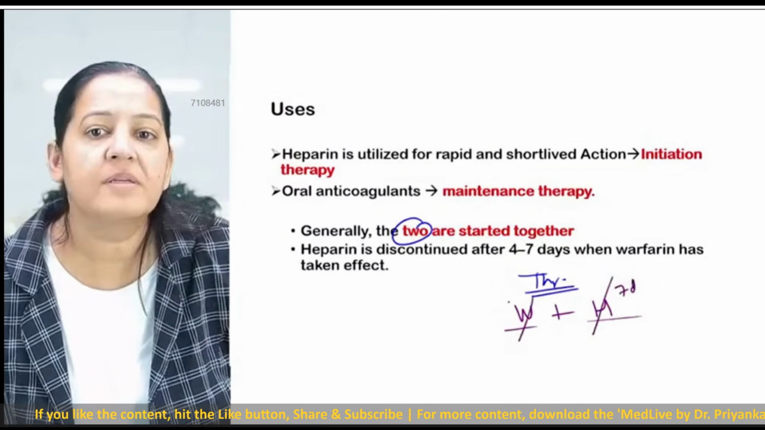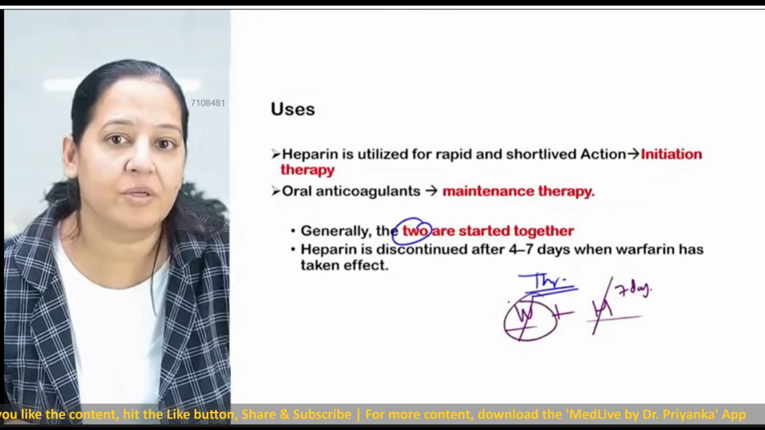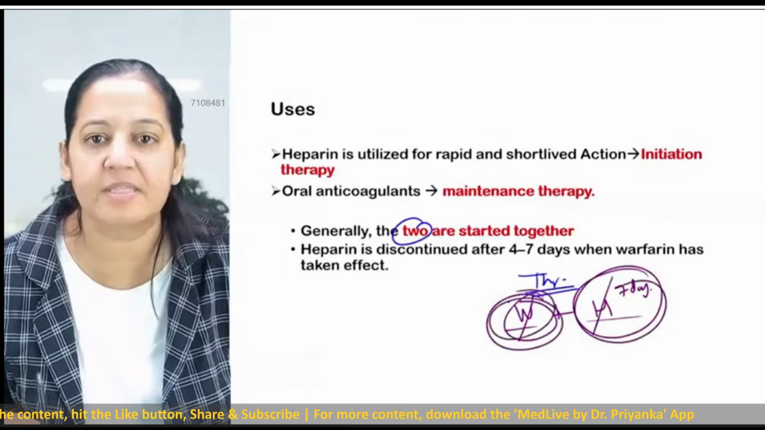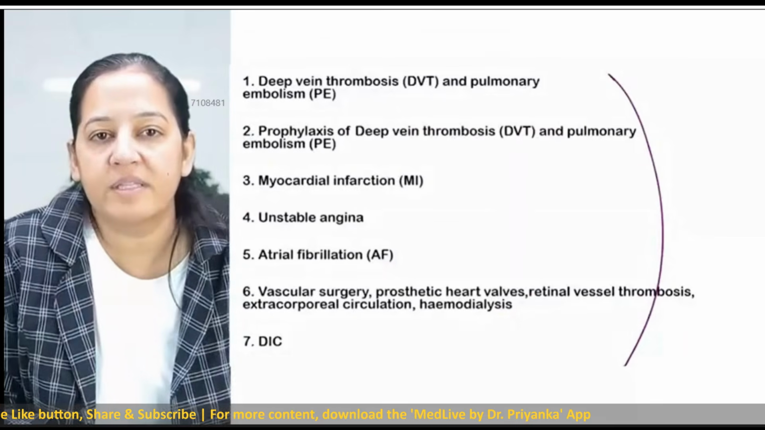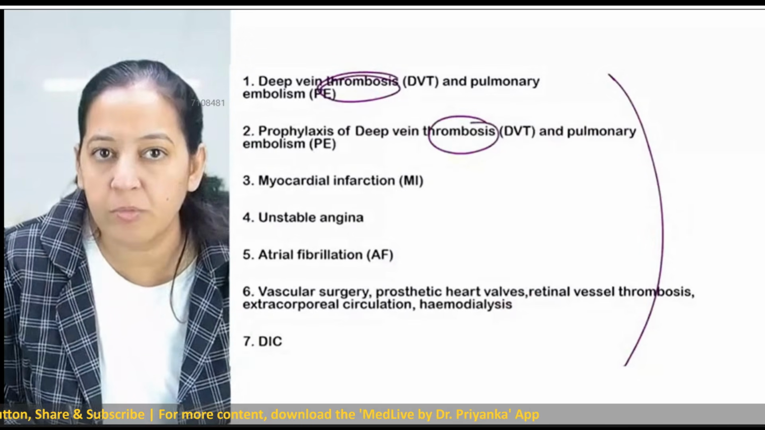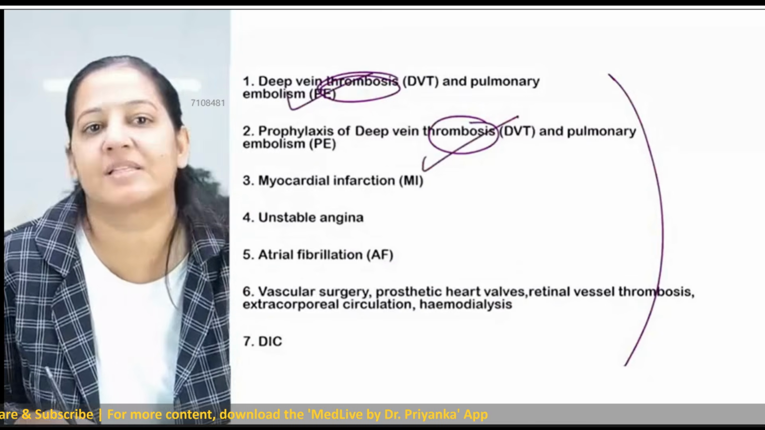This I will continue for 3 to 7 days till this will come in action. So this is given for initiation therapy. This is given for maintenance therapy. What are the uses? In these 7 conditions, I will give it. You can see this is thrombosis. This is also thrombosis. So for treatment of thrombosis, for prophylaxis of thrombosis.